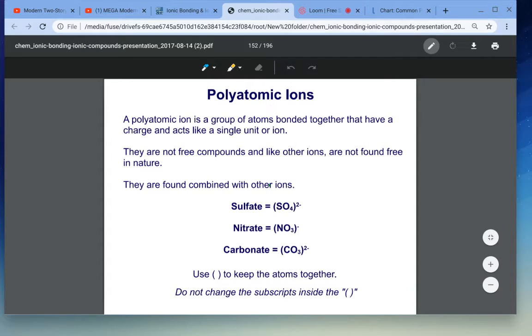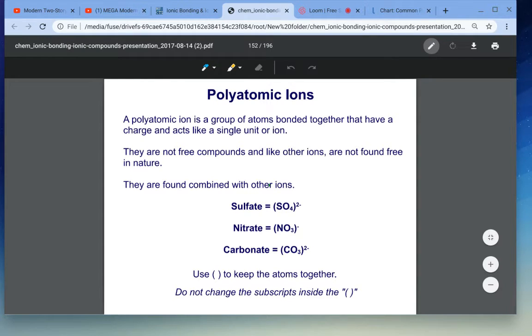Okay, so these polyatomic ions are going to look like they have a lot of stuff in them, but they come as a single unit. And so as they come as a single unit, they're going to only have a single charge. And it's not so easy just to find the charge of them. You actually have to memorize the charge. Okay, so take a look. They are found combined with other ions.